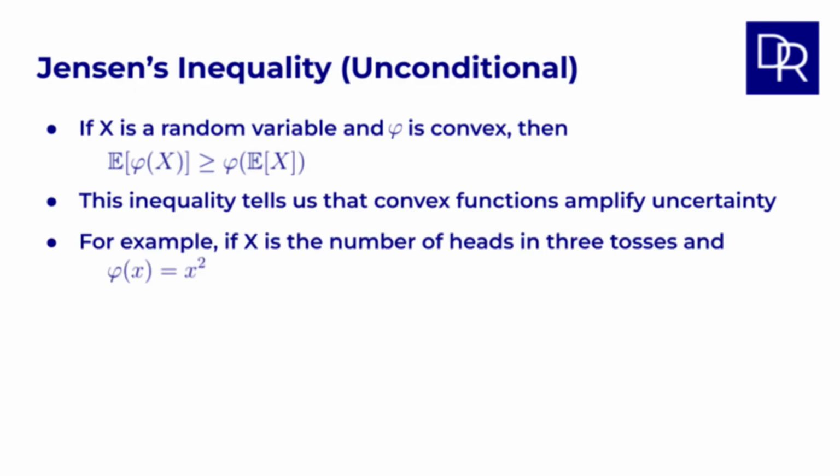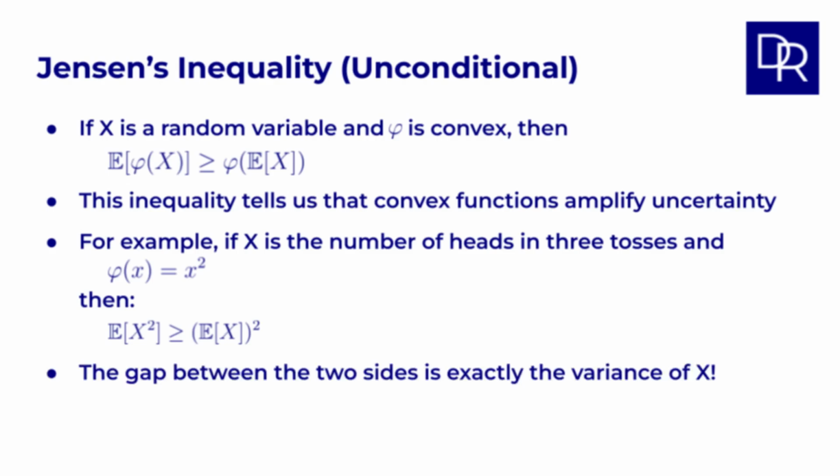For example, if x is the number of heads in 3 tosses and the function phi of x equals x squared, then the expectation of x squared is greater than the square of the expectation of x. The gap between the two sides is exactly the variance of x.